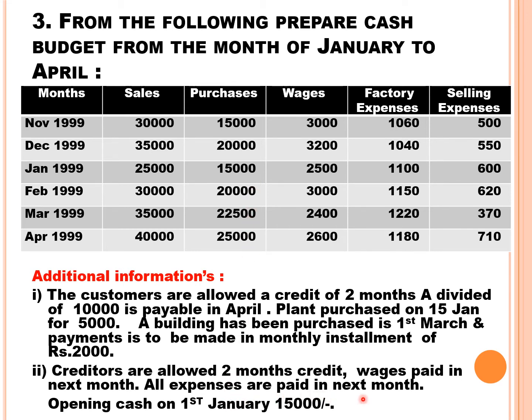All expenses are paid in next month. So we have three expenses: wages, factory expenses, and selling expenses. All the three will be paid in the month of next. That is, November's will be paid in December. December will be paid in Jan. Jan will be paid in Feb. It's applicable for wages, factory expenses, and selling expenses. Opening cash on 1st January is rupees 15,000.